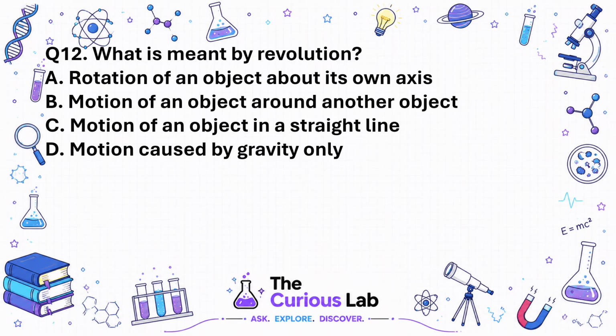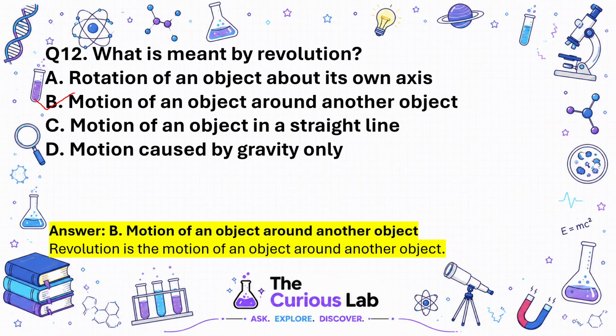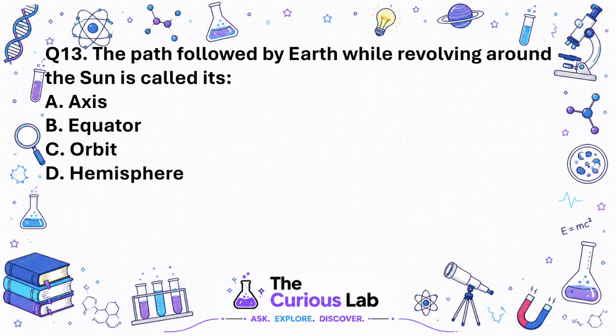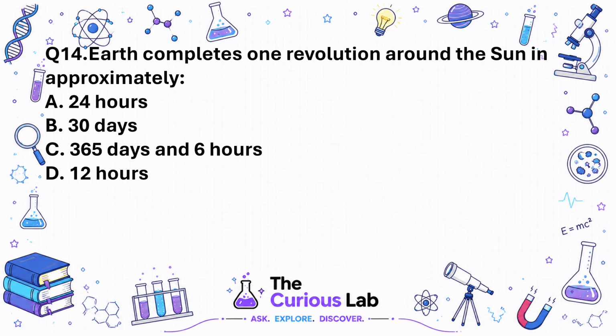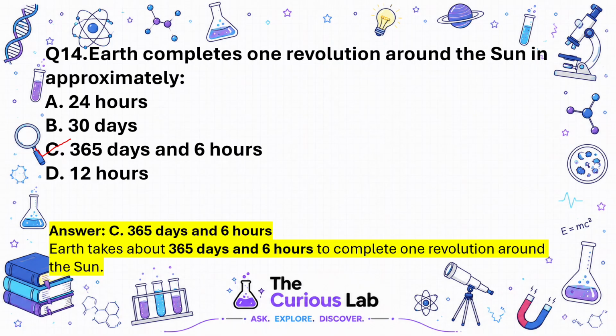Next question. What is meant by revolution? Motion of an object around another object. The path followed by earth while revolving around the sun is called its orbit. Next question. The earth completes one revolution around the sun in approximately 365 days and 6 hours.